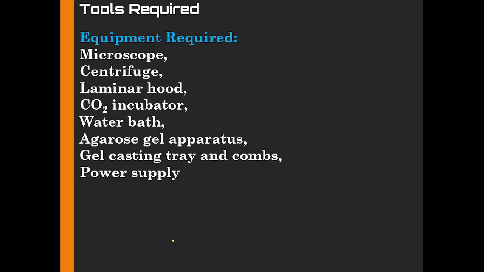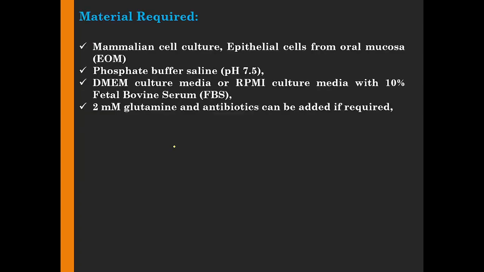Now, what are the equipments required? The equipments required here are the microscope, centrifuge machine, laminar hood, CO2 incubator, water bath, agarose gel apparatus, gel casting tray, and power supply. I think in previous videos also we have discussed this, so you are familiar with this. Agarose gel we also discussed, but in case you need, then we can discuss this more.